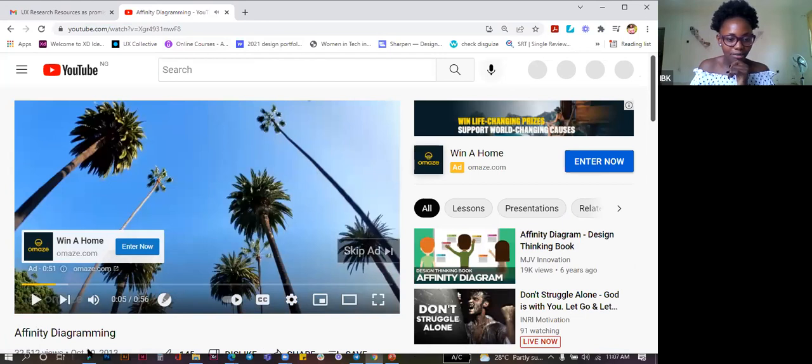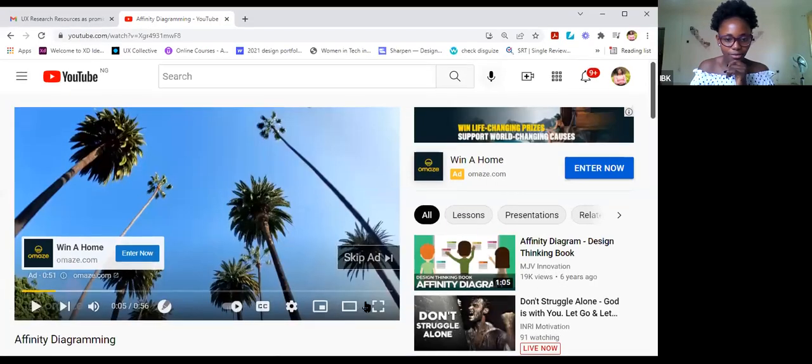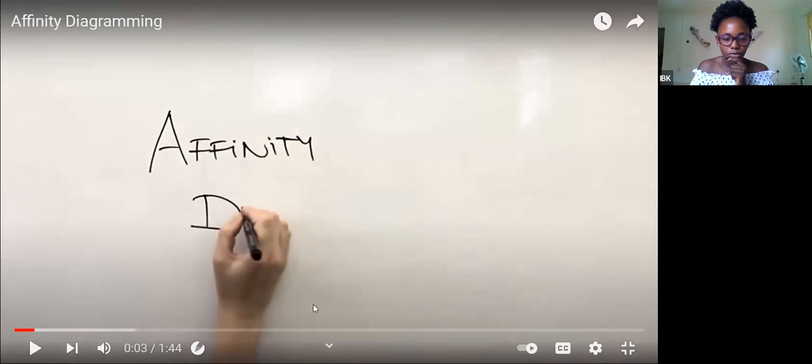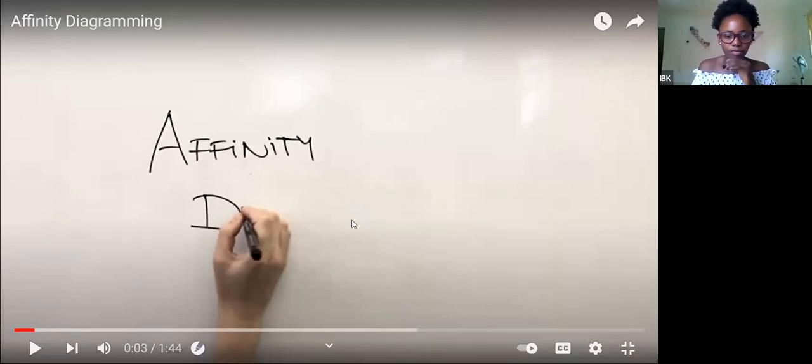Okay, so what is affinity mapping? Today we'll talk about affinity diagram. Okay, so it's like after you do your research, there are always going to be some points from the research that you want to look into. So it's like writing those points on sticky notes and sorting them into rows and columns based on their themes, to know which one you're going to work on first and which one you're going to work on next.